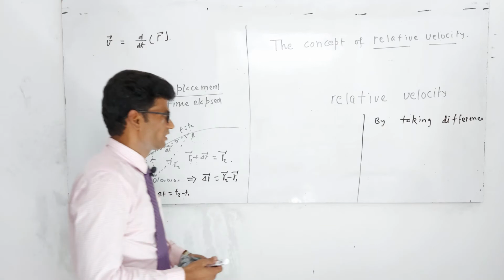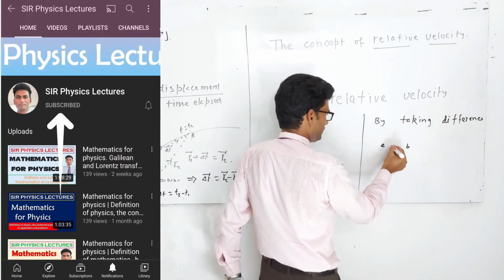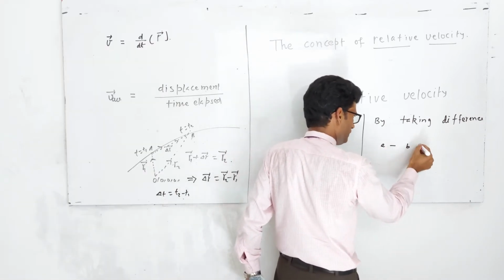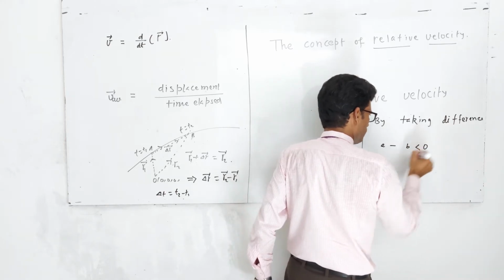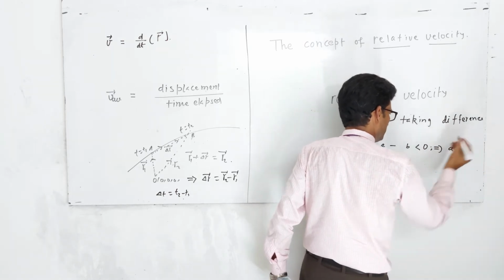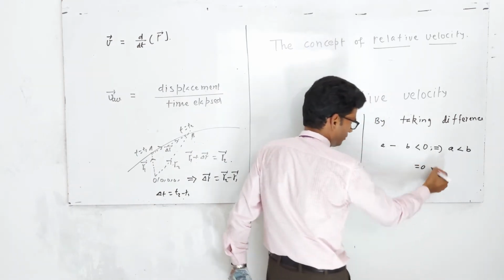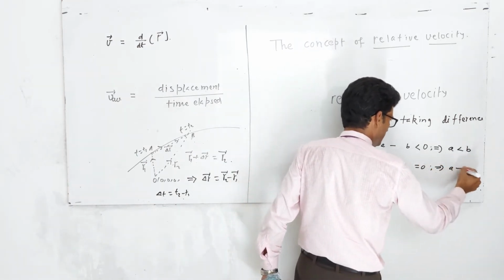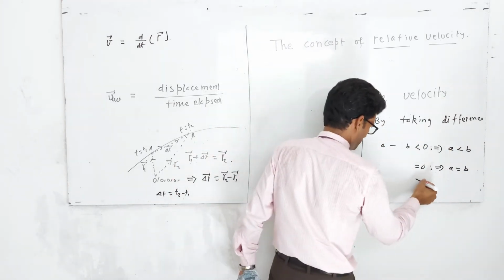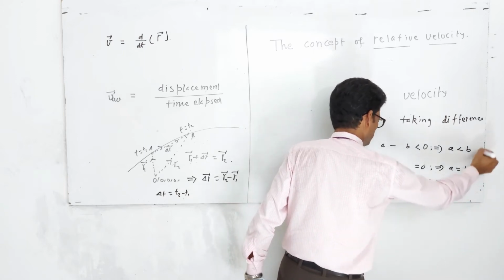Say we have two real numbers A and B. Take their difference, and if it comes out to be less than 0, then it implies A is less than B. If it comes out to be 0, then it implies that A is equal to B. And if it comes out to be greater than 0, then it implies A is greater than B.